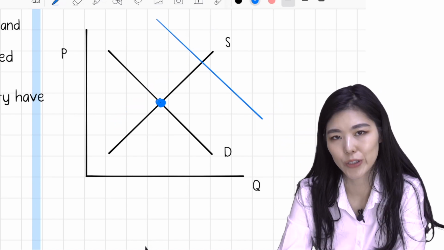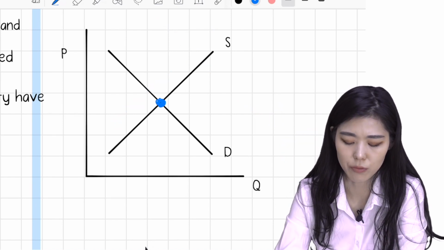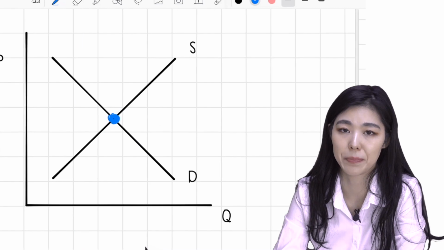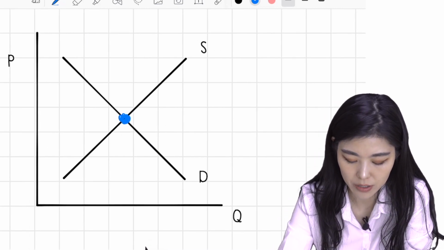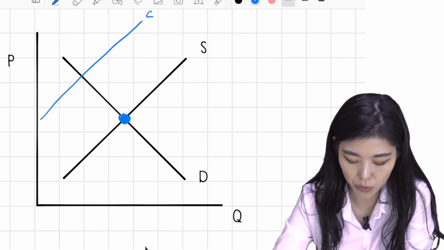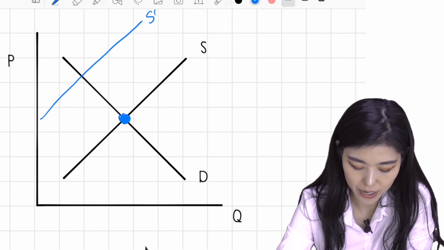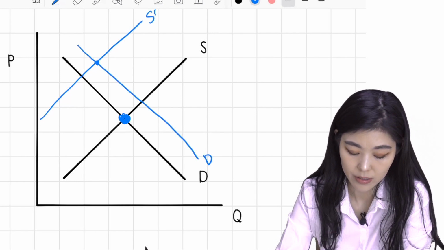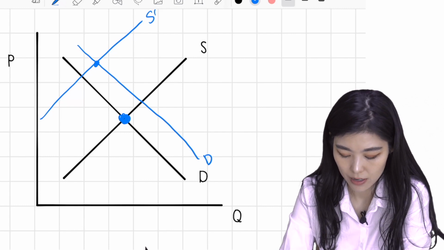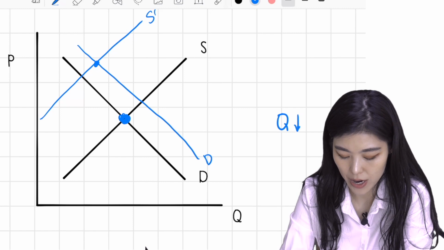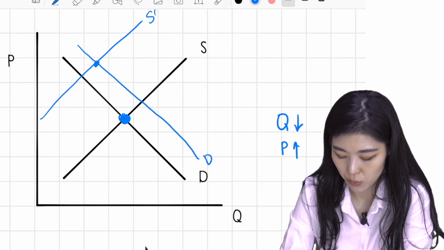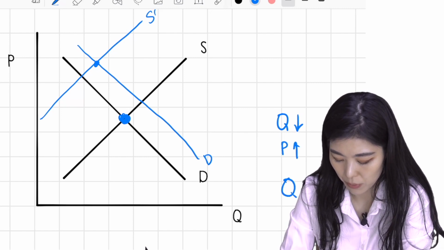However, let's assume that the workers went on a really severe strike and the supply curve shifted so much more than the demand curve. So the supply curve shifted to the left so much more and the demand curve shifts to the right a little bit, like this. Now what happened is the quantity decreased and the price increased. Before, the quantity and price both increased.